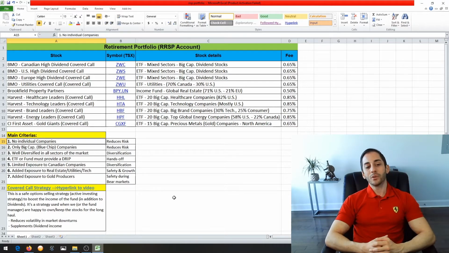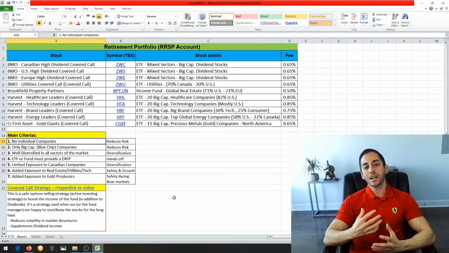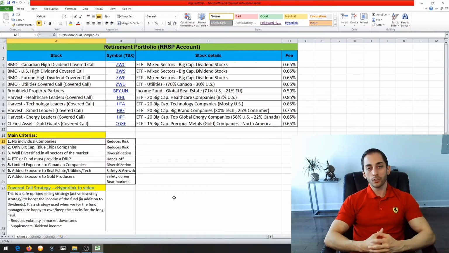Last but not least, I wanted some exposure to gold or gold producers, because gold is typically a safe haven for investors when there are economic downturns or stock market crashes. So this is kind of a hedge. You should always have a little bit of exposure to gold or precious metals.